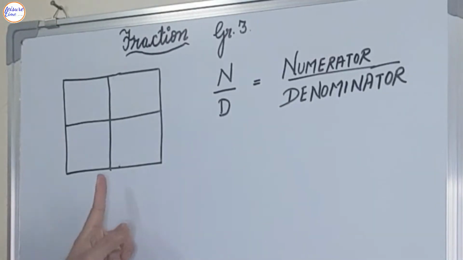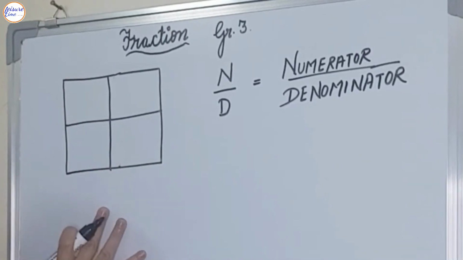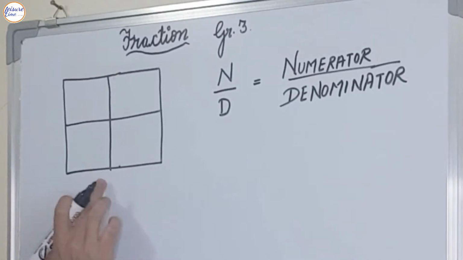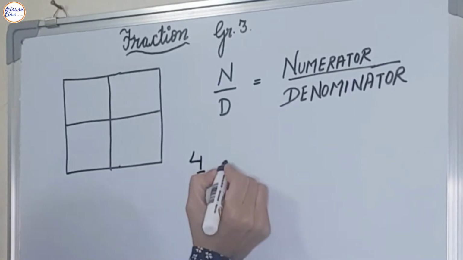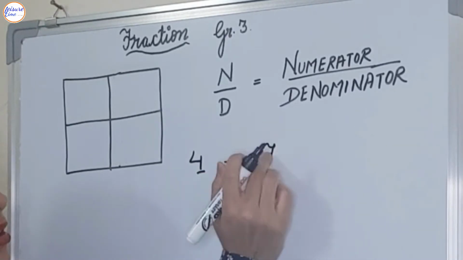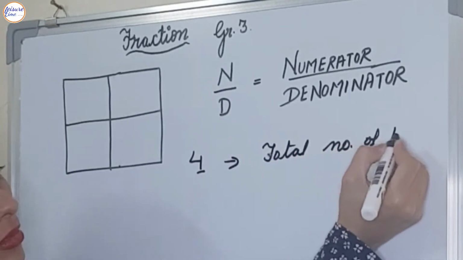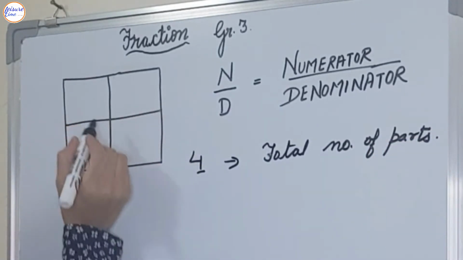Here you can see what is this square. So I divided this square into 4 parts. Okay, so these 4 parts, total how many parts are there? 1, 2, 3, 4. So these 4 parts are the total number of parts of the square. So this 4 is how many parts? 4 parts. So this 4 is the total number of parts in a square.